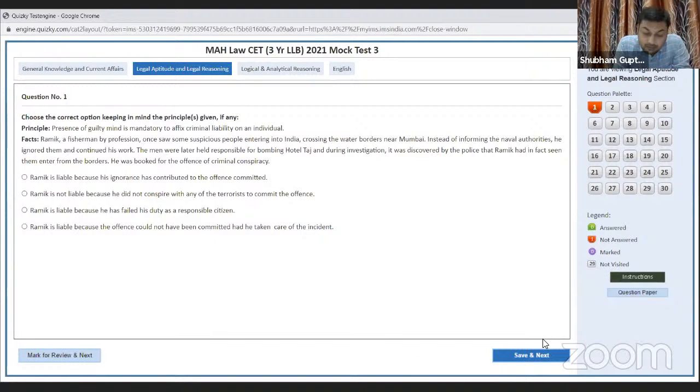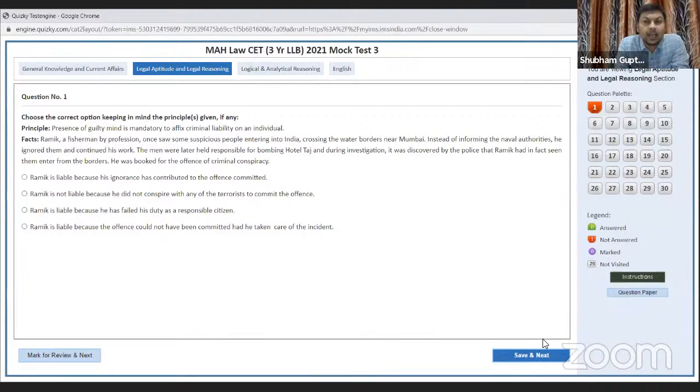So Ramik, a fisherman by profession, once saw some suspicious people entering into India, crossing the water borders near Mumbai. Instead of informing the naval authorities, he ignored them and continued his work. The men were later held responsible for bombing at Taj Hotel. During investigation, it was discovered by the policemen that Ramik had in fact seen them enter from the border. He was booked for the offense of criminal conspiracy.